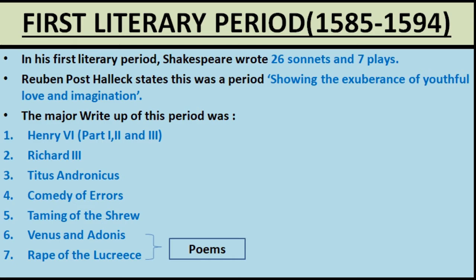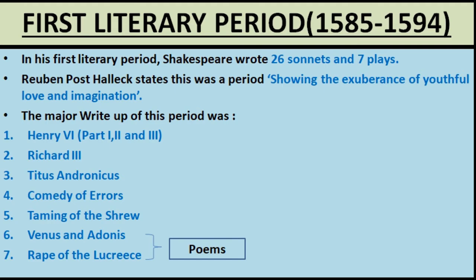Shakespeare's literary life has been divided into four literary periods, right? The very first literary period of Shakespeare had a time span of 1585 to 1594. Let's see the very first point. In the very first literary period, Shakespeare wrote 26 sonnets and 7 plays. As you know very well, Shakespeare had written 154 sonnets and 37 plays.